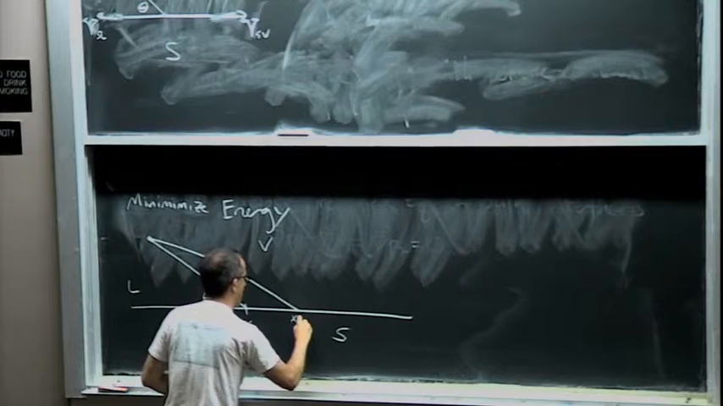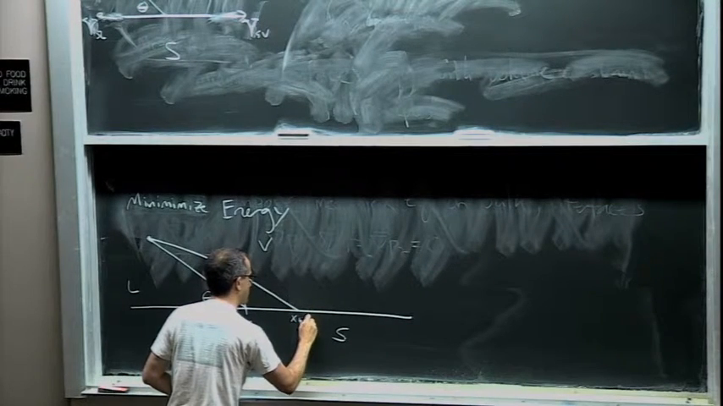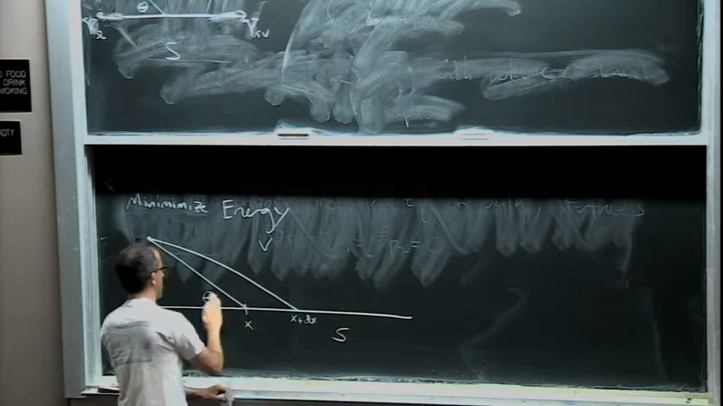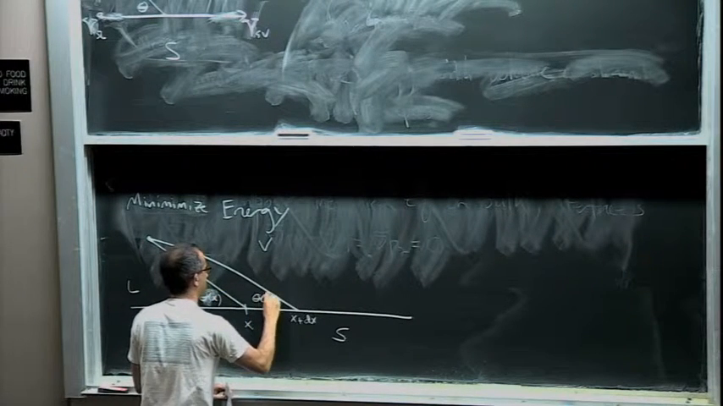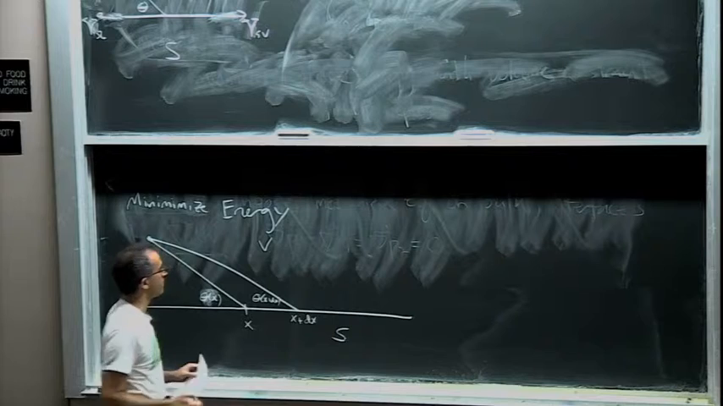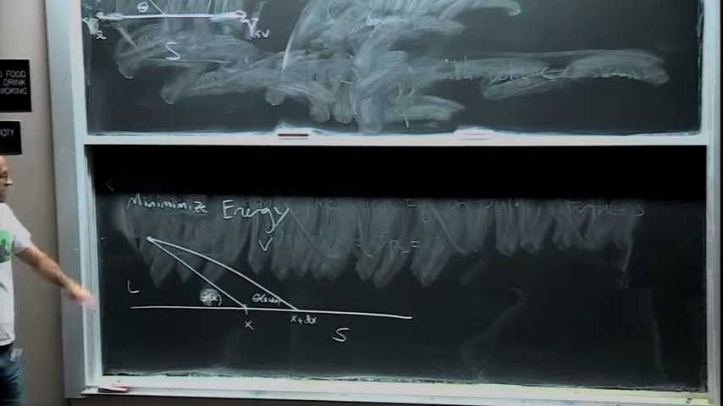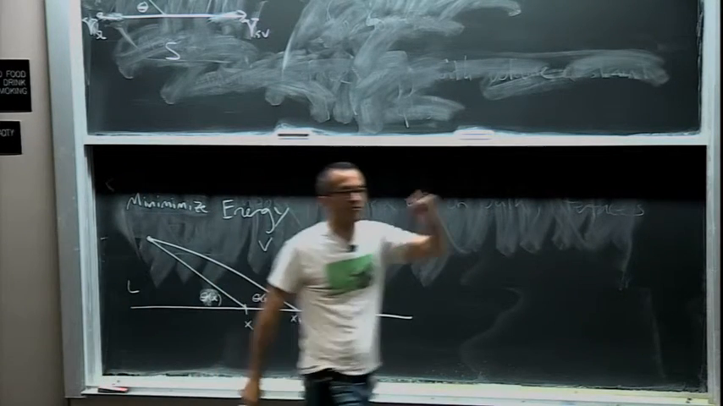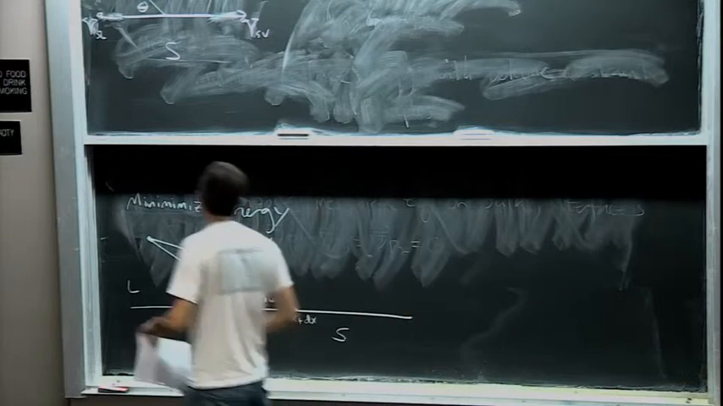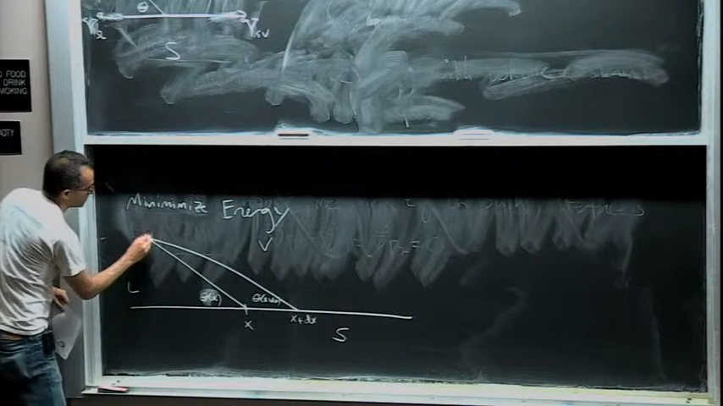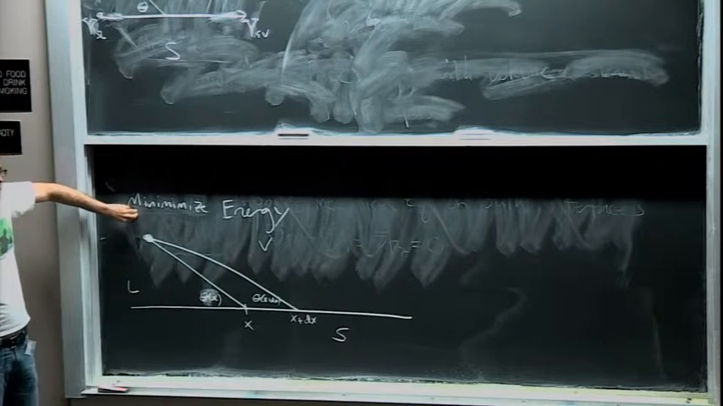Here I can consider x plus dx, right? And there's some other, actually I'll call this theta of x. And this is theta of x plus dx. OK? And now I'm going to find the value of x that minimizes the energy.